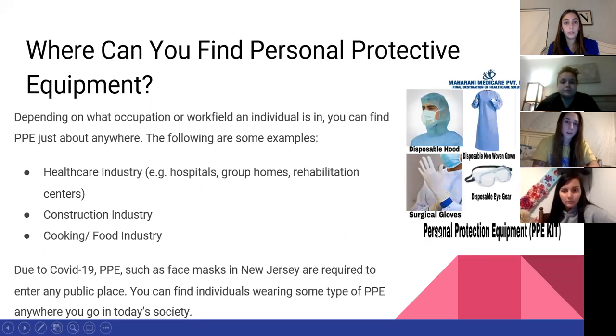Where can we find personal protective equipment? Depending on what occupation or work field an individual is in, you can find PPE just about anywhere. The following are some examples: the healthcare industry, construction industry, cooking or food industry. Due to COVID-19, PPE such as face masks in New Jersey are required to enter any public place. You can find individuals wearing some type of PPE wherever you go in today's society.